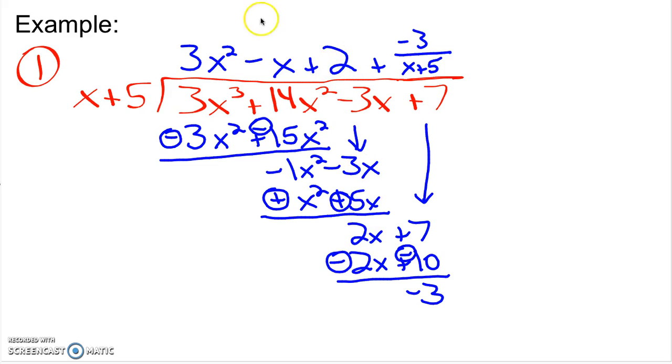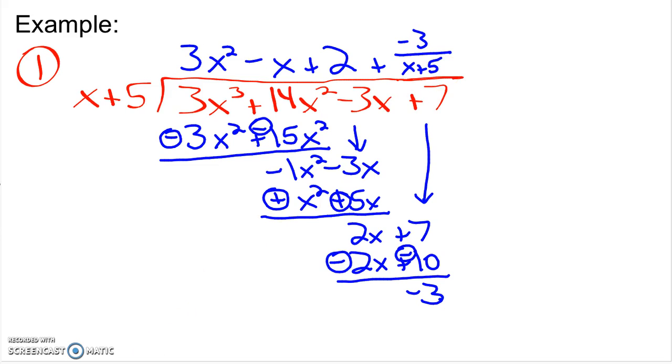Then I take the 2, I multiply it to my divisor. Make sure you distribute every time. I get 2x plus 10. I changed my signs and circled them, so now I have negative 2x minus 10. And when I add here, I get negative 3. Since there's nothing else to bring down, I add my remainder over the divisor. All right, this takes some practice.